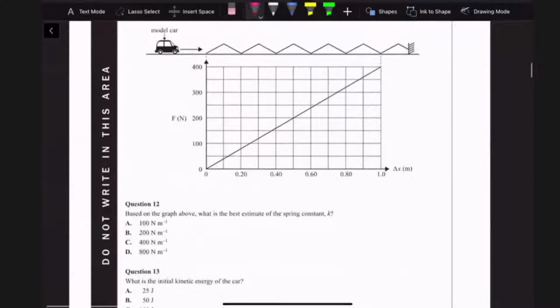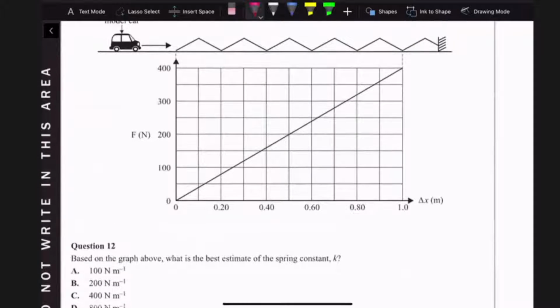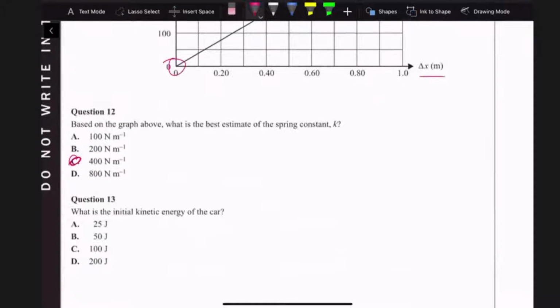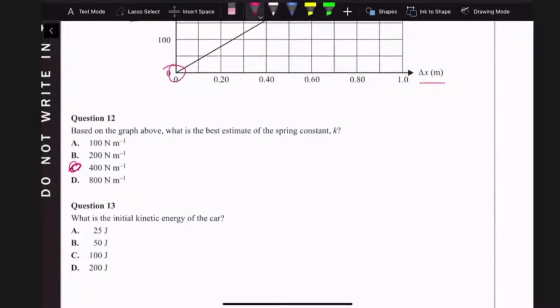So what's the estimate of the spring constant? On a force times extension graph, it would be the gradient. The easiest points to look at, I think, would be the endpoints. So if you're looking at rise over run, it's just 400 on 1. So it's just C.